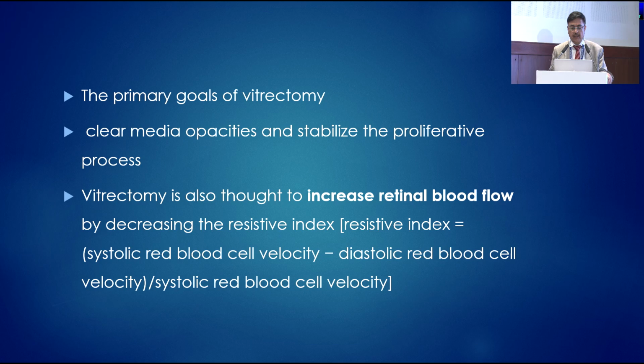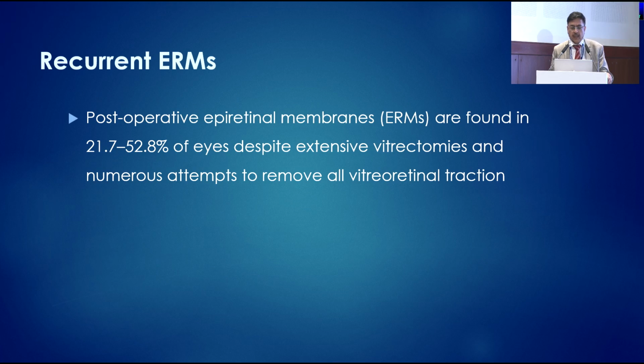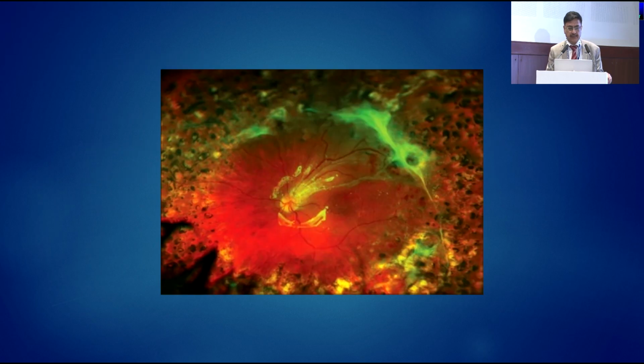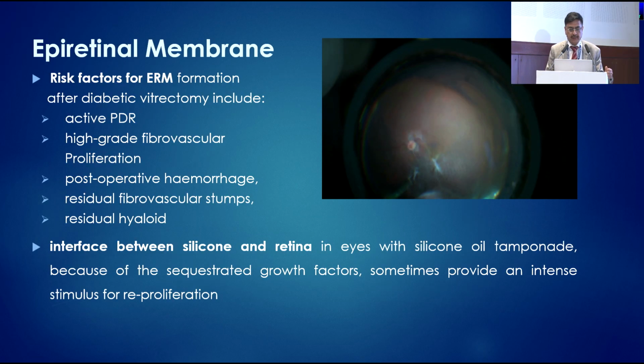We all know the primary goals of vitrectomy are to clear media opacity, stabilize the proliferative process, and to increase the retinal blood flow. Now, apart from the recurrence of diabetic macular edema, which is a different topic altogether, I'll be dealing with the other recurrent factors and also elucidating the preventive steps that one takes in the initial surgery to prevent these recurrences. That's the recurrent ERMs, as shown in this picture.